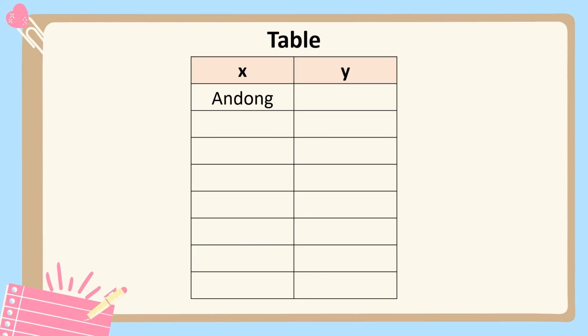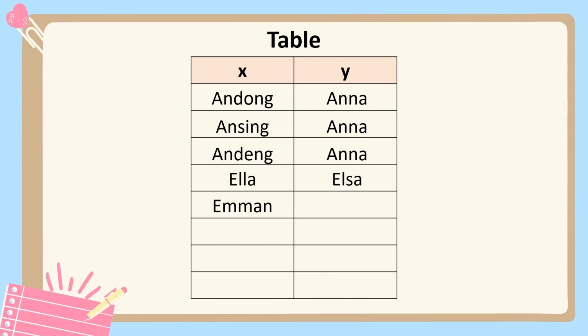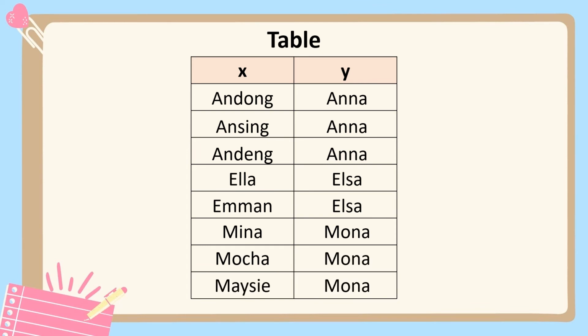We will now write the given relation as table. Andong, his mother is Ana. Ansing, her mother is Ana. Andeng, her mother is Ana. For Ella, her mother is Elsa. Eman, his mother is Elsa. Mina, her mother is Mona. Mocha, her mother is Mona. And Macy, her mother is Mona.